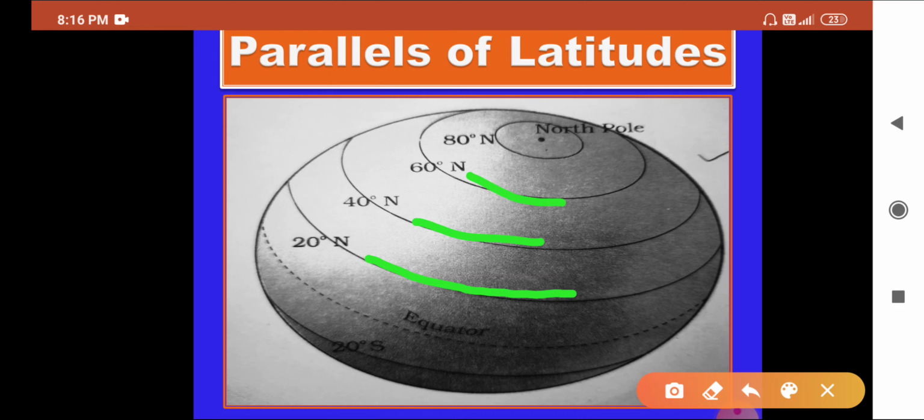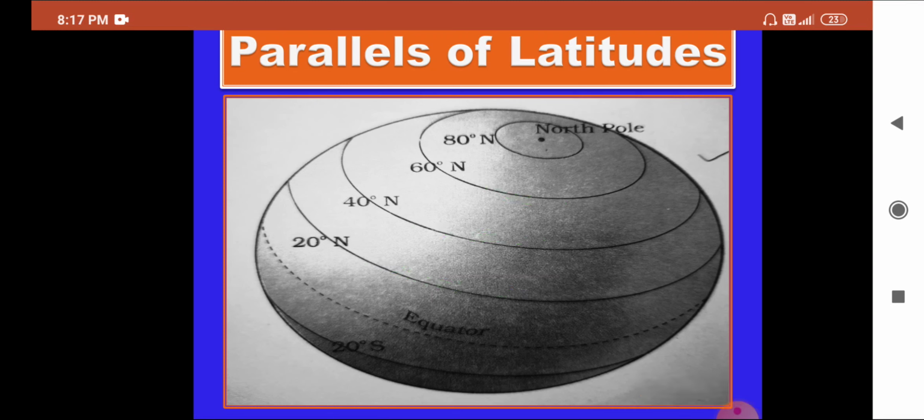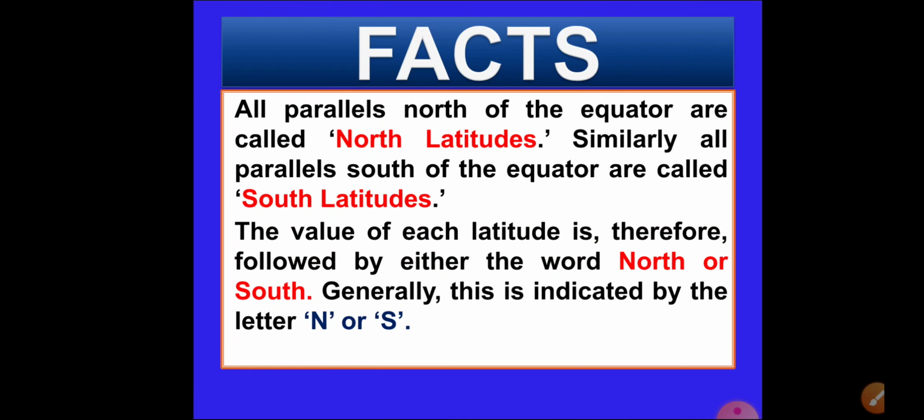These are not joining with each other, and lines which are in the southern hemisphere from equator to South Pole are called south latitudes. So generally these are indicated by two alphabets, N and S. Here I am showing you the picture once again.